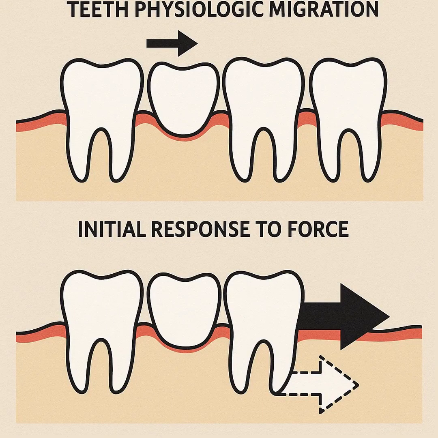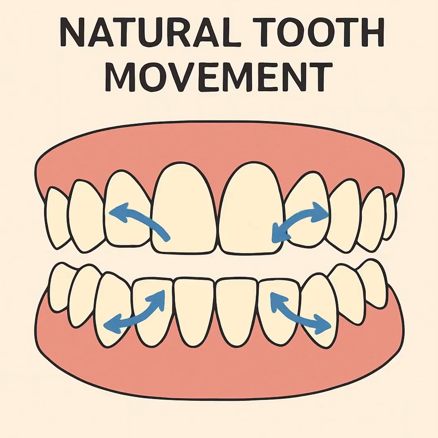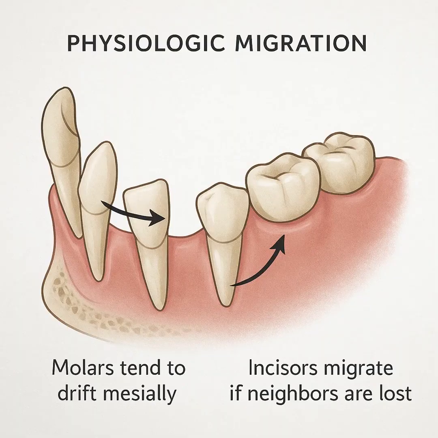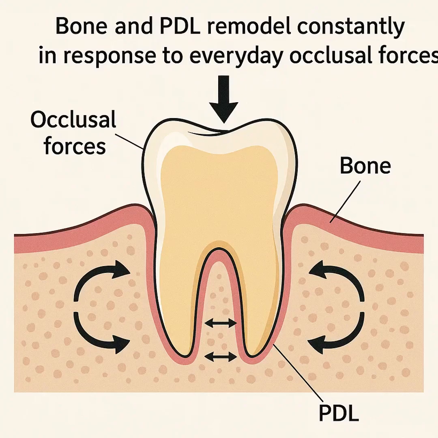Physiologic migration and initial response to force. Now, before we discuss braces and wires, let's look at what happens naturally. Teeth are not static. Molars tend to drift mesially, incisors migrate if neighbors are lost. This is physiologic migration. Even without orthodontic appliances, bone and PDL remodel constantly in response to everyday occlusal forces.